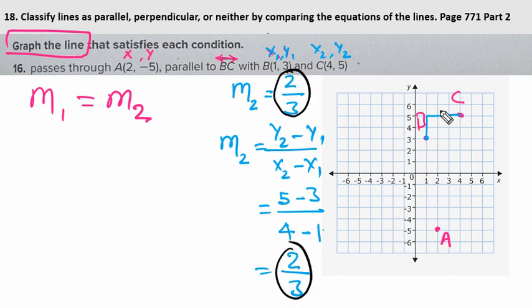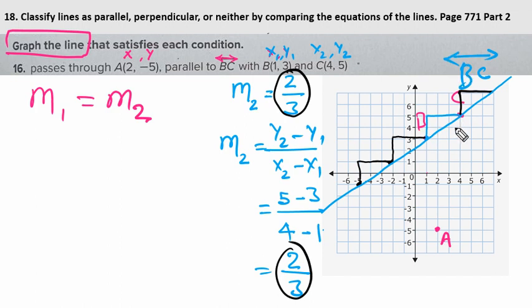Now you just have to draw this line. 2 steps up, 3 units right. Similarly here, 3 units this side, 2 steps down, because we are moving to the left. Now connect these dots. This is your line BC.